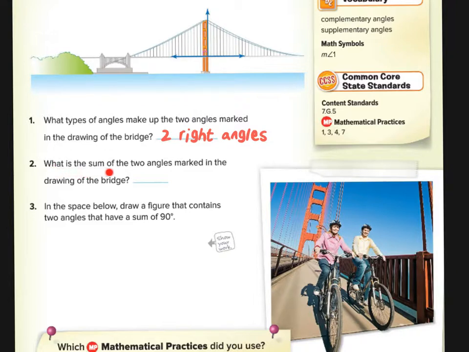What is the sum of the two angles marked in the drawing of the bridge? So what is the sum of these two angles? Well, I have 90 here and 90 here. Or you could say from here all the way to here. What is the sum? The sum is 180 degrees, all the way from here to there.